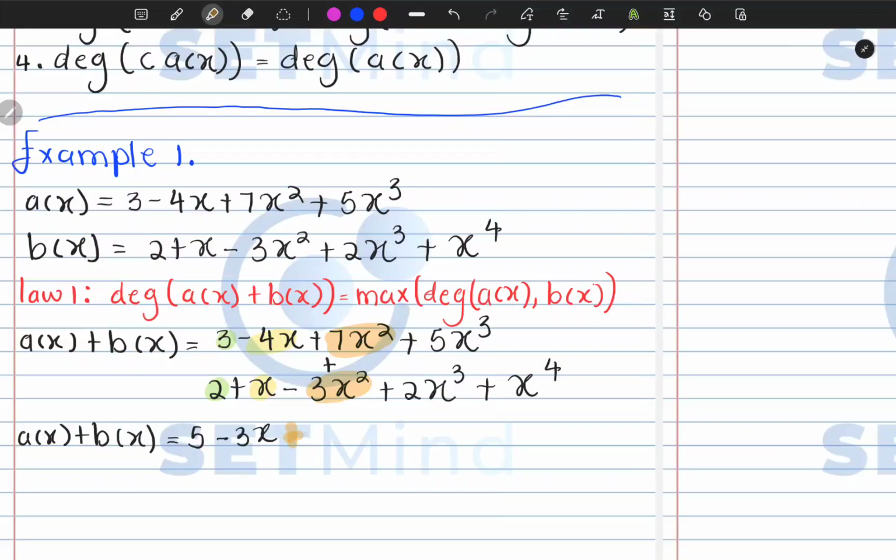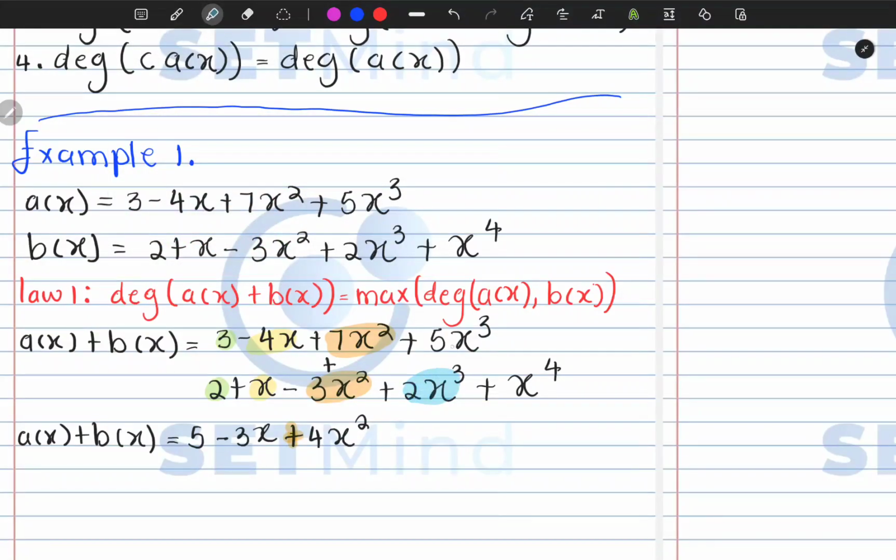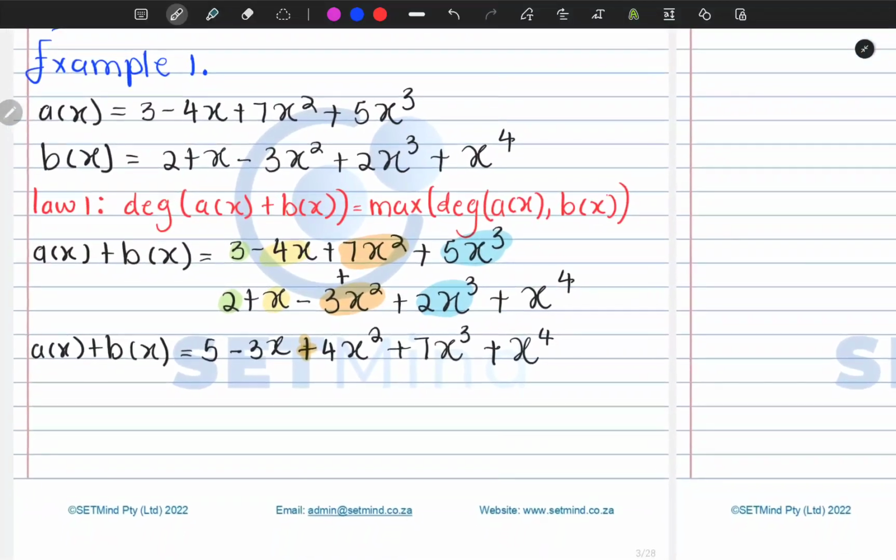And that will give us 4x squared. So that will be plus 4x squared. And then we have another combination of like terms, 2x cubed and 5x cubed. That will end up giving us 7x cubed. And then we have the last term, which is standing by itself, which is x to the power of 4.